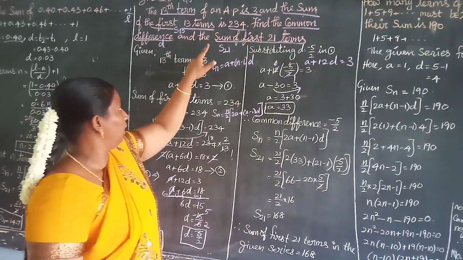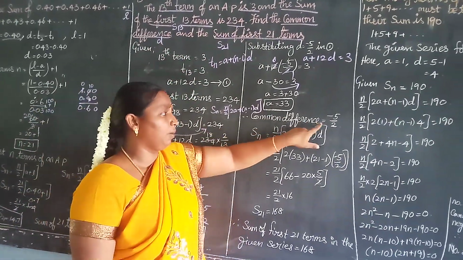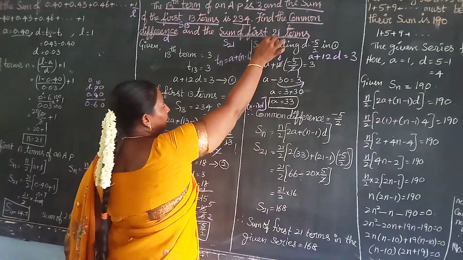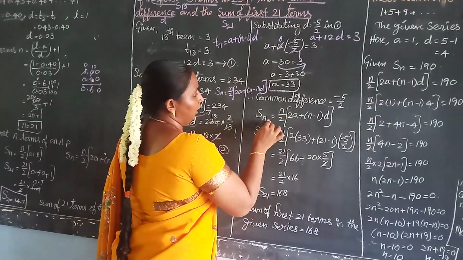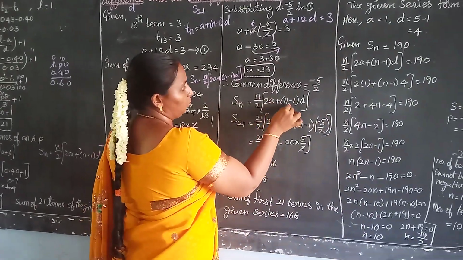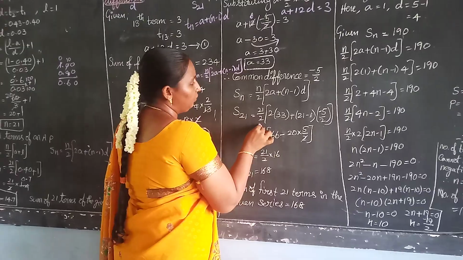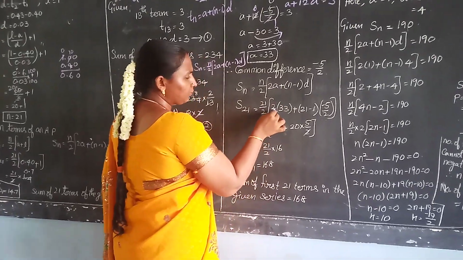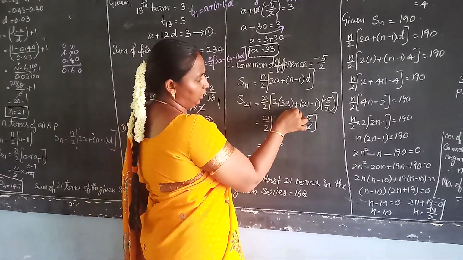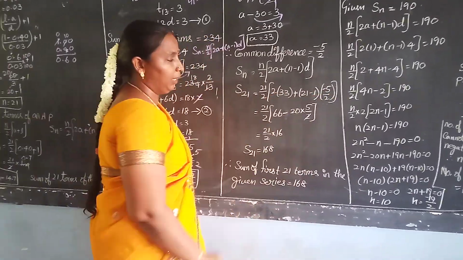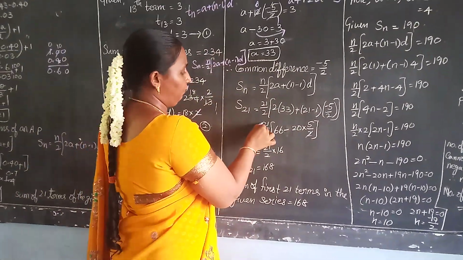In the first step they asked for the common difference. So the common difference equals minus 5 by 2. And then they ask for S21. So Sn, we know the formula: n by 2 into 2a plus n minus 1 into d. S21 equal to 21 by 2 into a value is 33 plus 21 minus 1 into d, minus 5 by 2. Now we are going to simplify this.